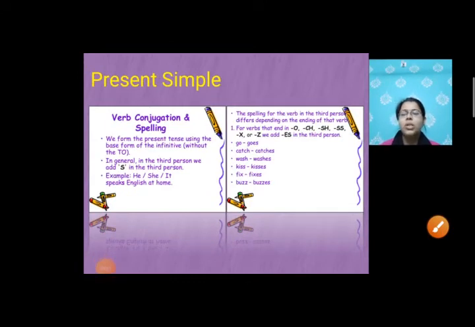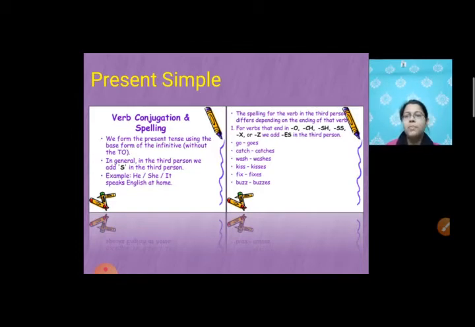Let's see the verb conjugation and spelling for the present tense. Verb conjugation means the changes in the base form of the verb according to the subject of the sentence. We form the present tense using the base form of the infinitive without to. In general, in third person we add s. That means that whenever we are making a sentence into a present tense, we use the verb in its base form or we add s. And we generally add s to the third person singular. Here you can see the example given. He, she or it speaks English at home.